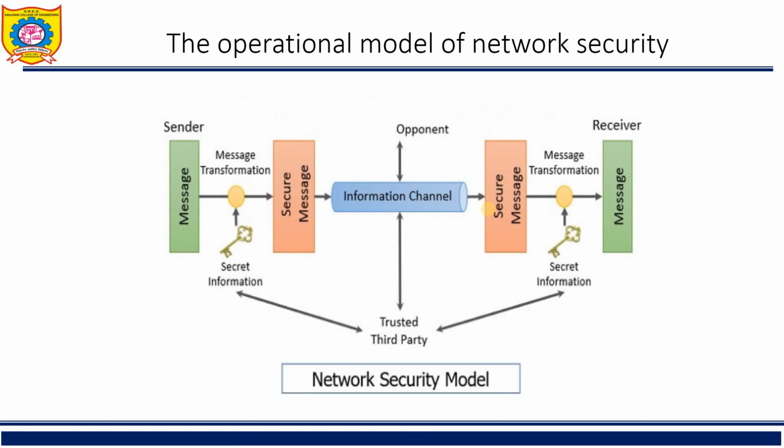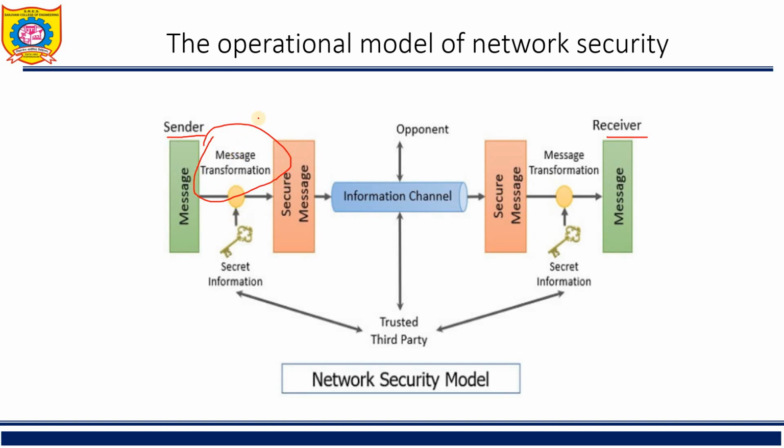encryption and decryption. Here we can see in this diagram, this is our sender and this is the receiver. The sender is sending the message through the information channel. First of all, the sender cannot send the original message to the receiver. It has to perform some message transformation. Here you can see the word: the sender has to perform some message transformation, to transform it into non-readable format.